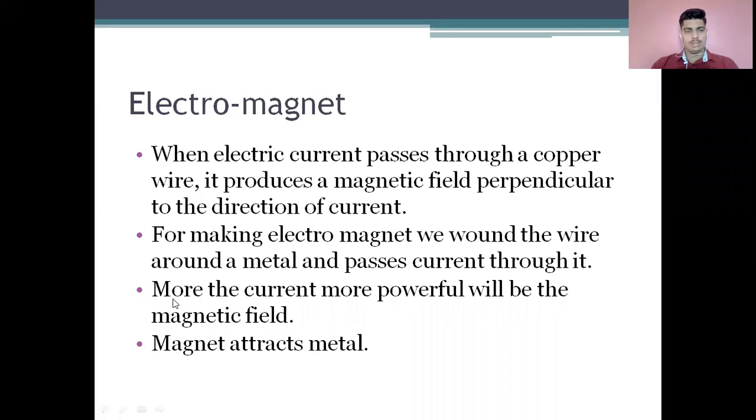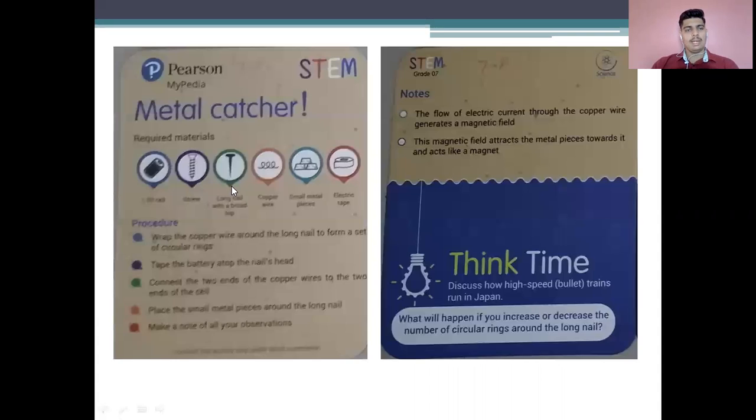And yeah, this is how it is done. More the current, more powerful would be the magnetic field. And of course, magnet attracts metal. So let us have an experiment. We will require a 1.5 volt cell, a screw, a long nail with, what is this?